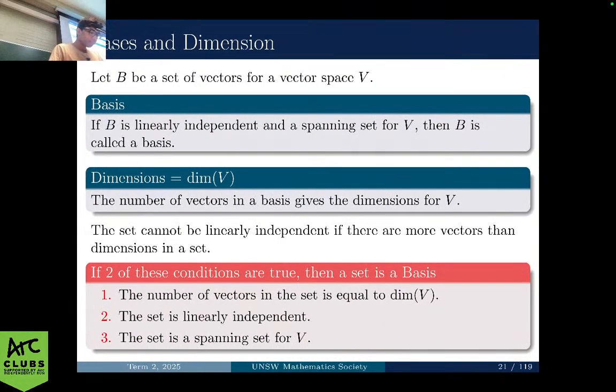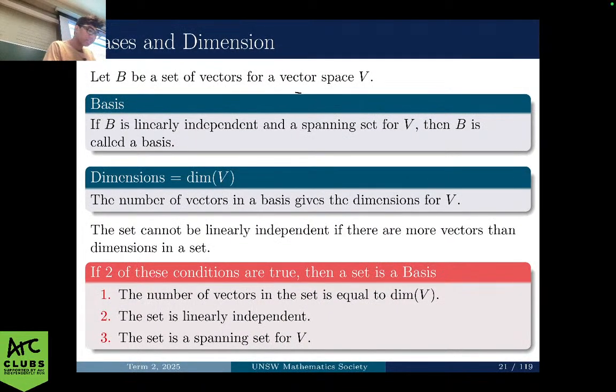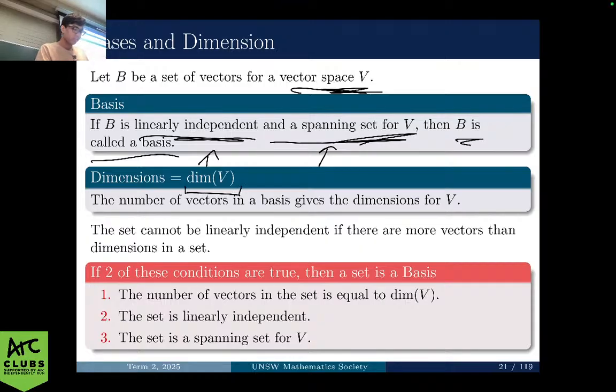Okay, bases and dimensions. So I'm going to say let B be a set for a vector space V. If B is linearly independent and a spanning set for V, so both of these are true, so these are the two things we just covered, linearly independent and a spanning set. If both of these are true, then B is called a basis. And we say the dimension is dim V. The number of vectors in a basis gives us the dimension for V.